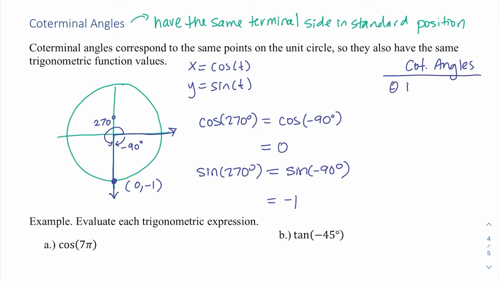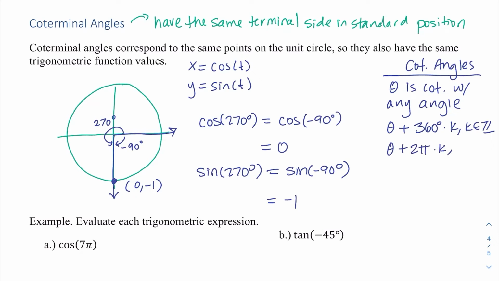We would say theta is coterminal with any angle theta plus 360 degrees times k, where k is an integer. We can also do it in radians. So we'd have theta plus 2 pi times k, where k is an integer. It just means that if you're a full rotation or some number of full rotations in either direction away from that given original angle, then that creates a coterminal angle with the original angle.